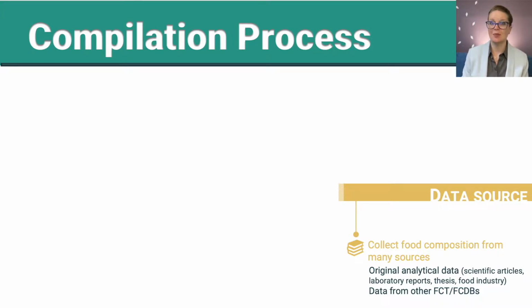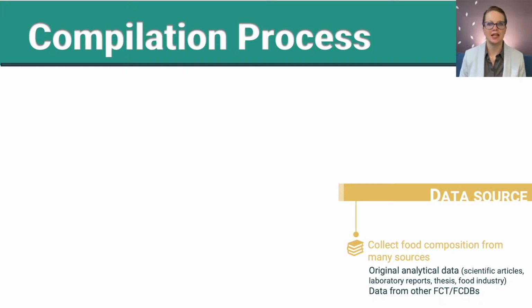So in this step, we should collect food composition data from many different data sources. So from as many sources as we can. So we should try to get original analytical data that can be published in scientific articles, or we can also try to get data from unpublished laboratory reports. So in many cases, different laboratories analyze foods with different purposes, and this data never gets to be published, so we can also collect this information.